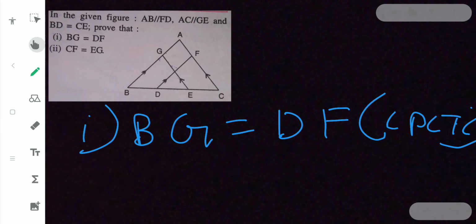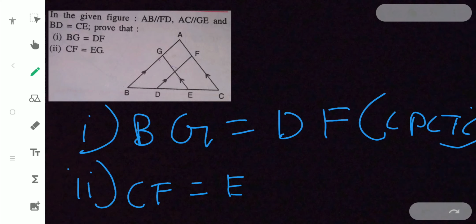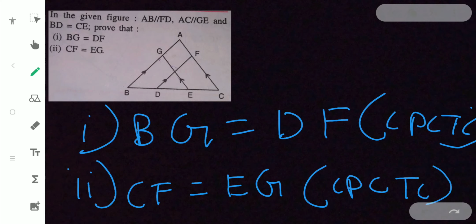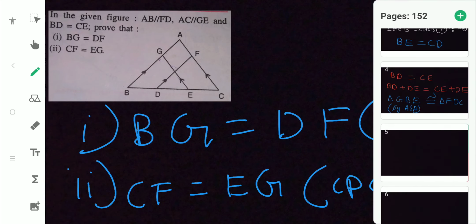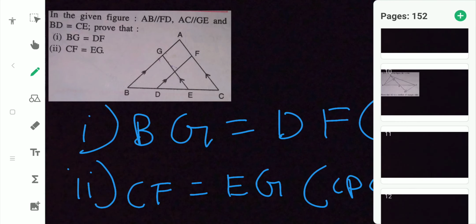Now I have another thing also to prove, that is CF is equal to EG. So this is CF, which is equal to EG, and this is also the same by CPCTC. CF is equal to EG by CPCTC. So now we have proved both. So let us go on to the next question.